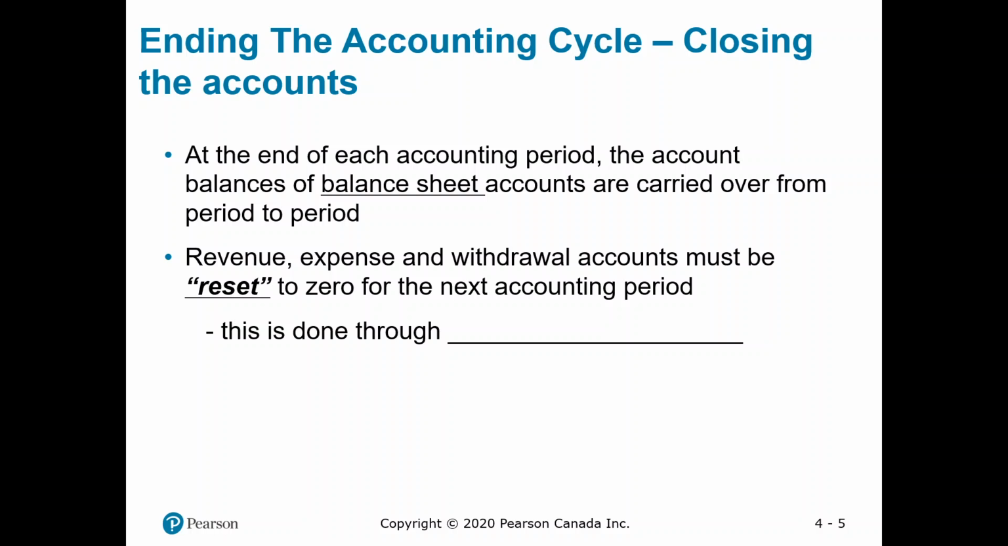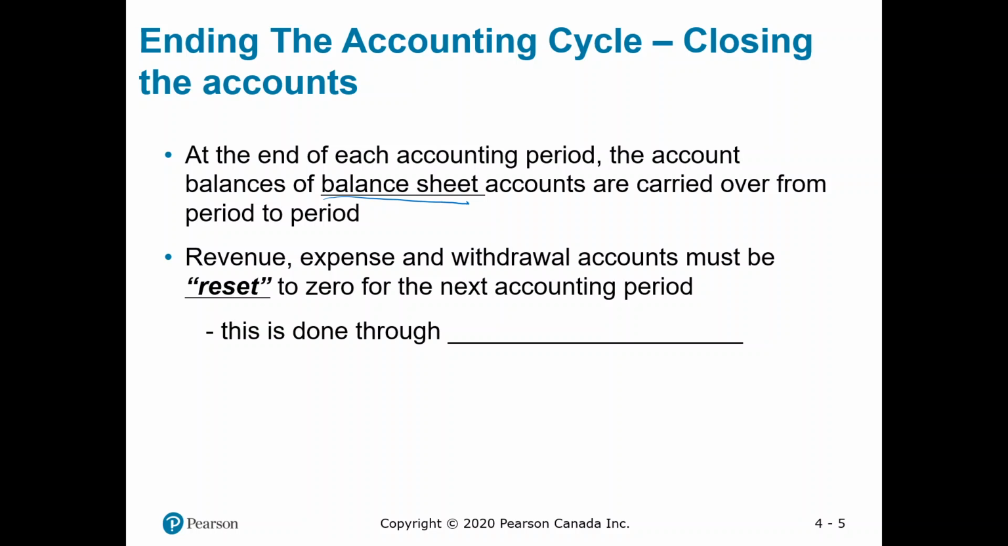So the ending of the accounting cycle is done by closing the accounts. At the end of each accounting period, we have balances in our T accounts and our adjusted trial balance. And those balances that relate to the balance sheet, so our assets, our liabilities, as well as our capital account, these need to be carried over from period to period. So if you think about this, our assets, liabilities, and that capital account on the balance sheet, these are at a point in time.